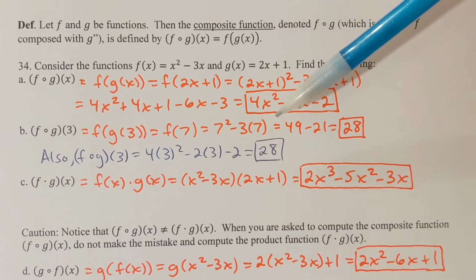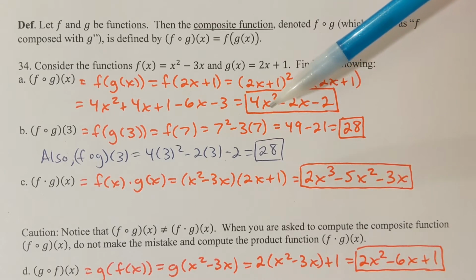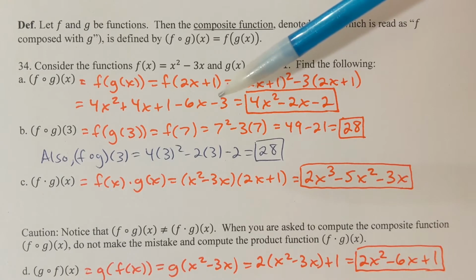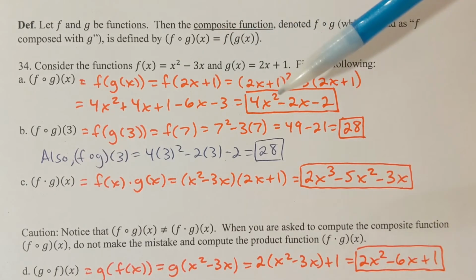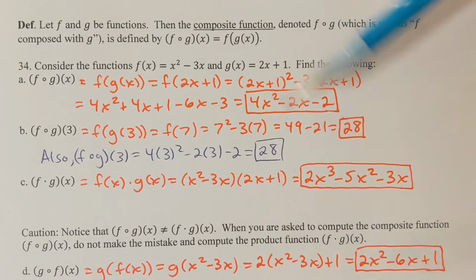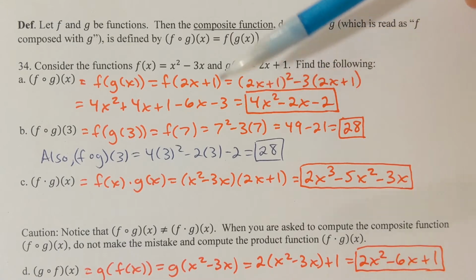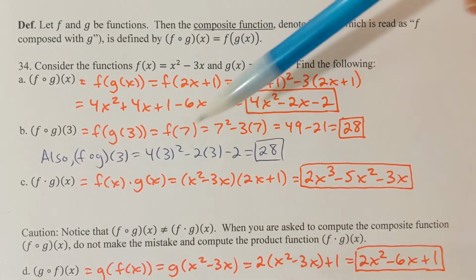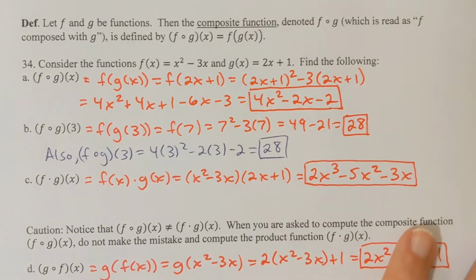Okay, now we need to not get this confused with another operation that we've already talked about, which is the product function. Students will sometimes do that. They see this open circle here, and for whatever strange reason, they think multiply. Don't do that. Okay, the composite function and the product function are different functions.